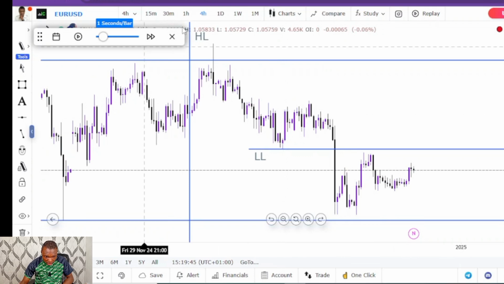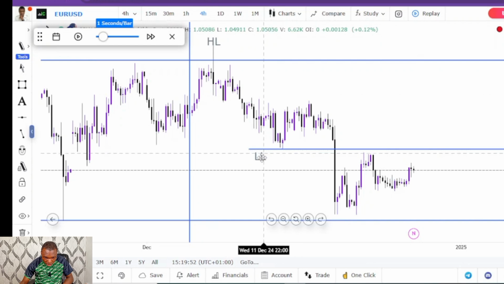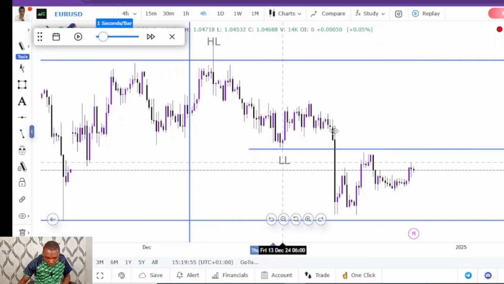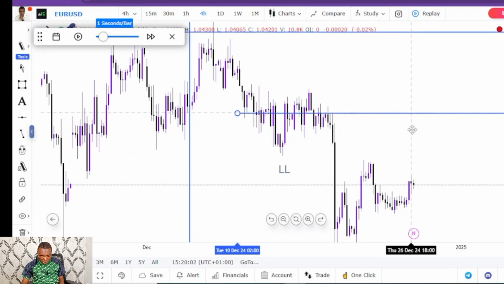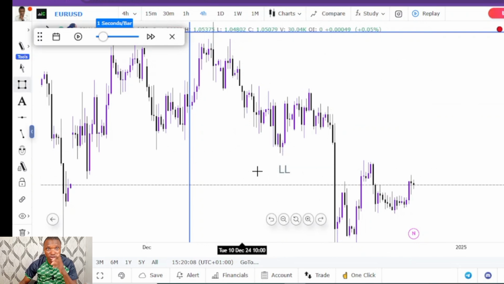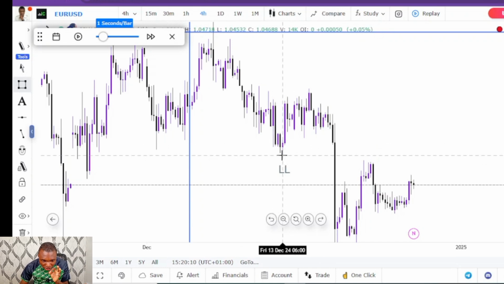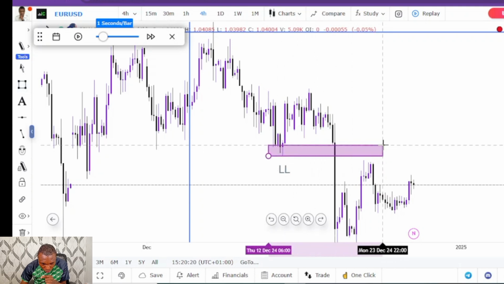So this is the high and this is the low. So let's adjust it. You can see this is the higher low and this is the lower low. Now, since you have seen this, let's delete this. You want to look at what was the last reaction the market had before moving bullish, and you can see that from this particular candle to this particular high.